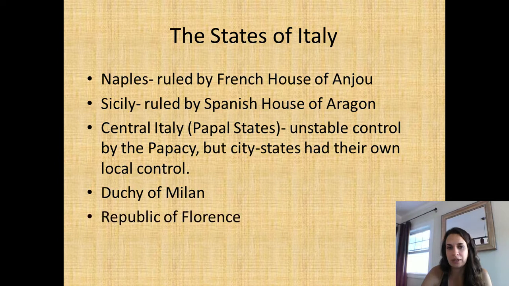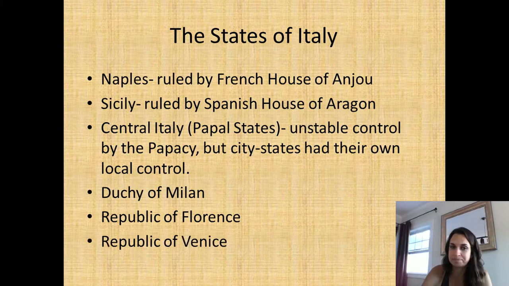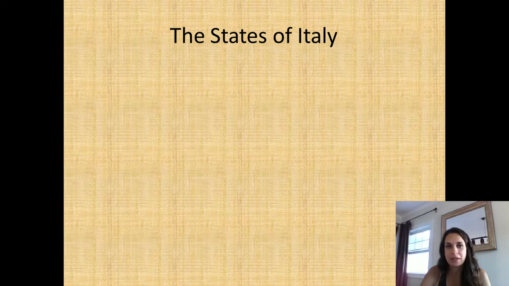And then there was the Duchy of Milan, which was ruled by a royal family, and the Republic of Florence, which was not really much of a republic. It was actually more of an autocracy run by some very wealthy families, primarily the Medici. And then you had the Republic of Venice. Venice was incredibly wealthy since it was one of the main trading ports in all of Europe, and its location was right smack in the middle of the Mediterranean with access to the Silk Road and the biggest trade routes, and then central, of course, to the rest of Europe.